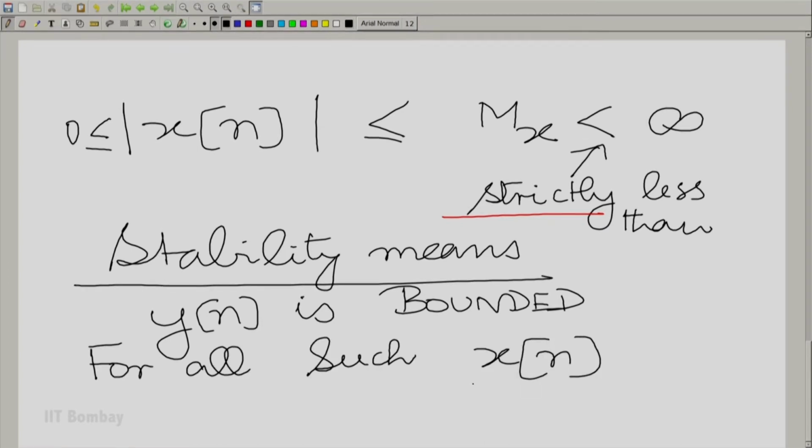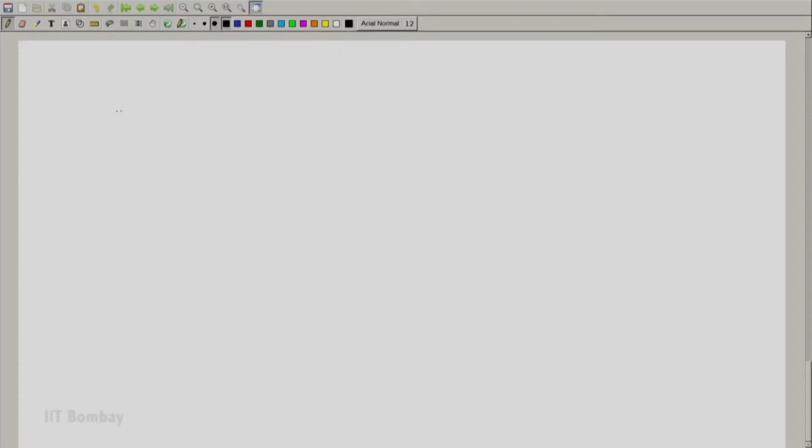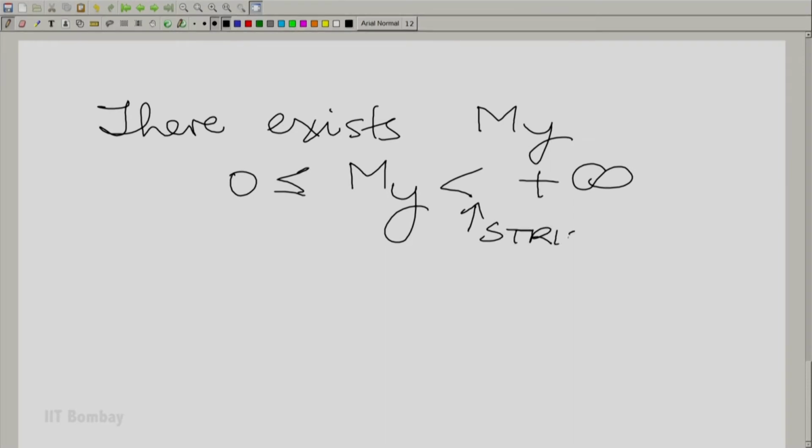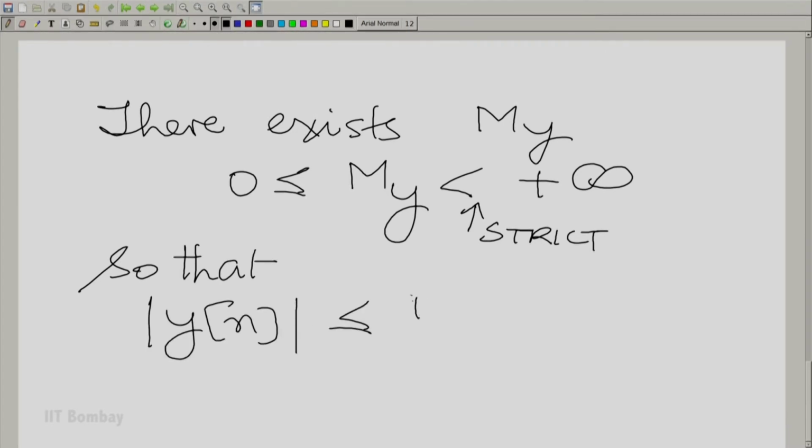This is important. So, for every bounded input, you are guaranteed the output is bounded. What do you mean by saying the output is bounded? Let us also say that formally. What that means is that there exists my, which is of course non-negative and strictly less than infinity, so that mod yn is less than or equal to my for all n.